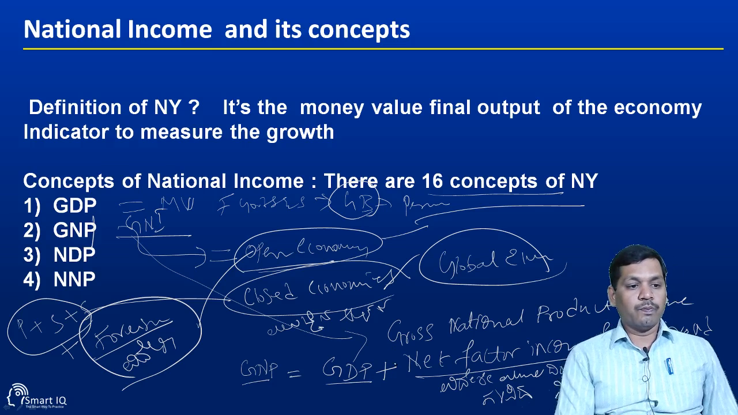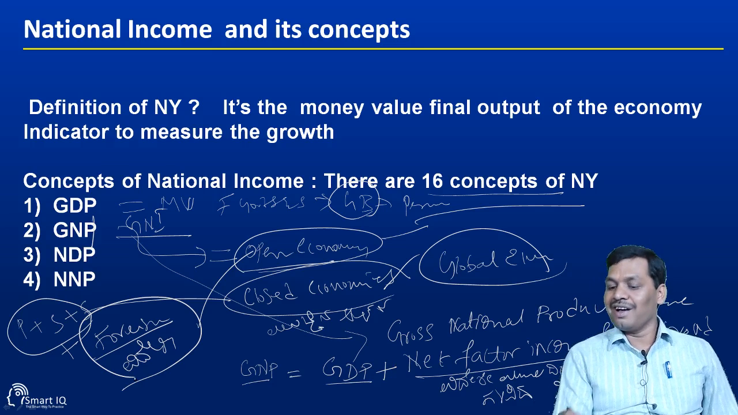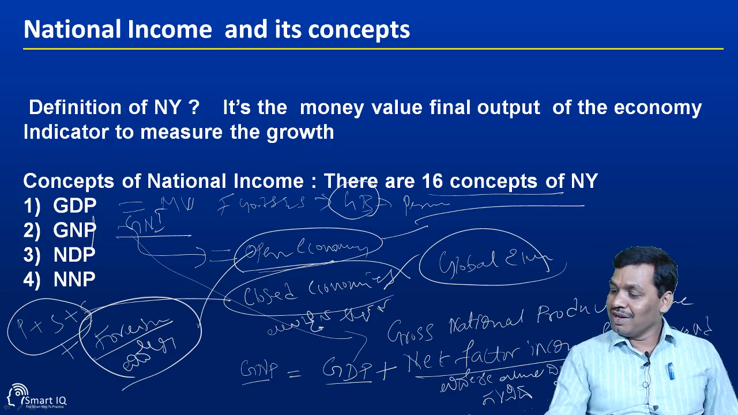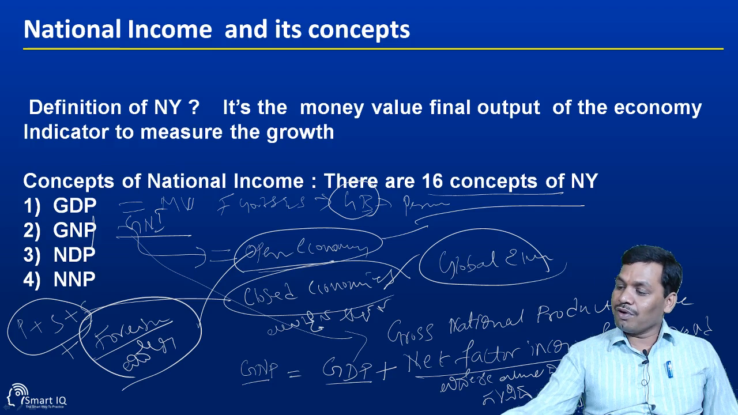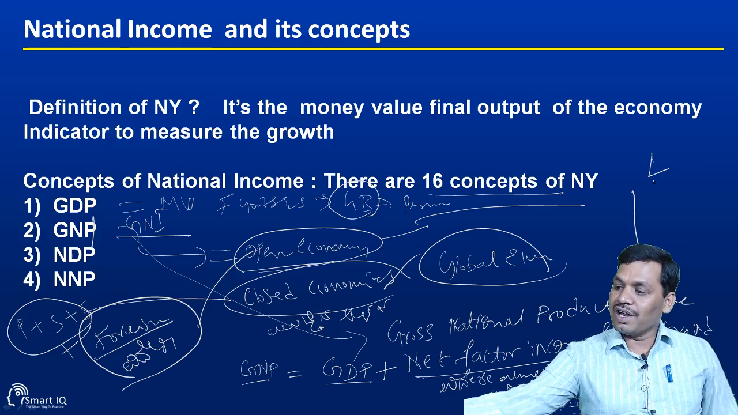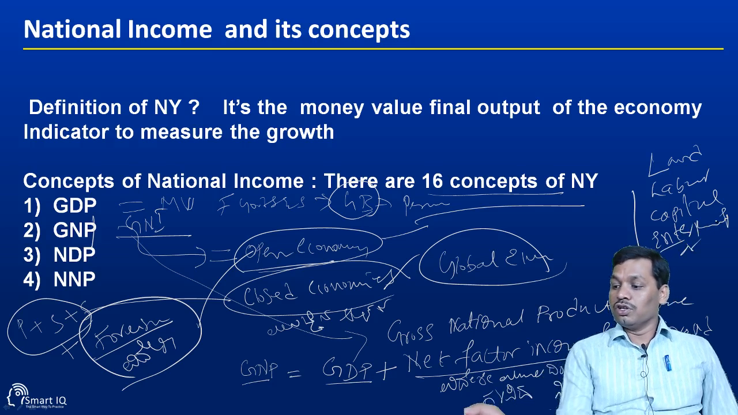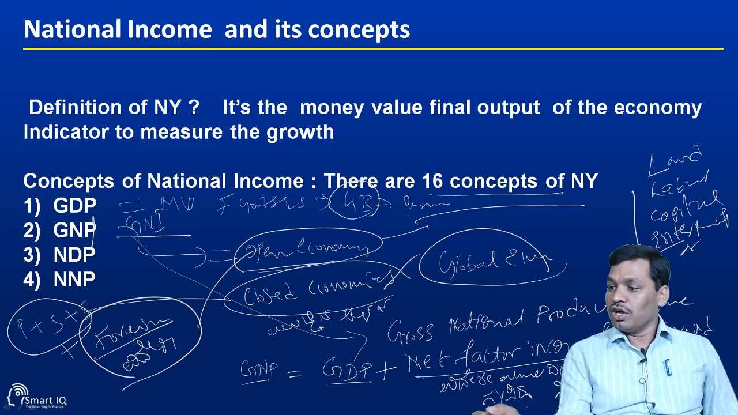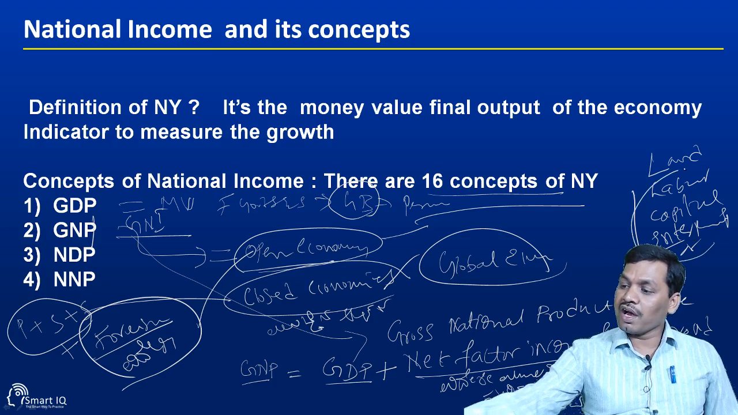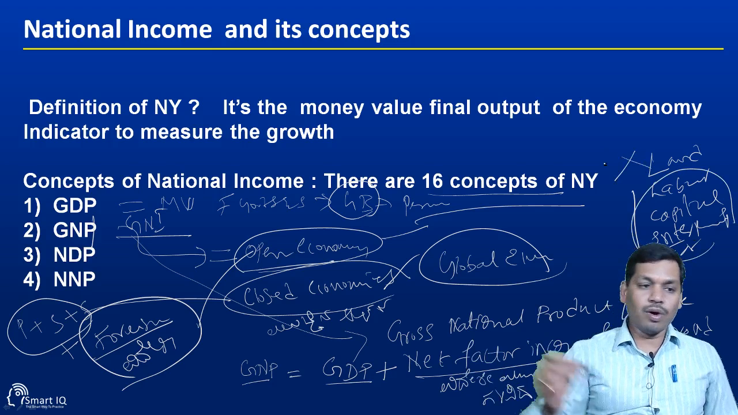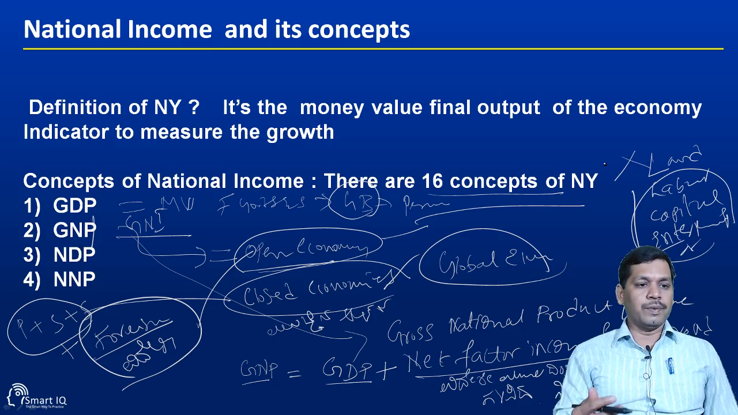So dear student friends, you should remember, I already told there are 4 factors. One is land, another is labor, the third one is capital, and the fourth one is entrepreneurship or organization. Among these 4 factors, land cannot be movable.